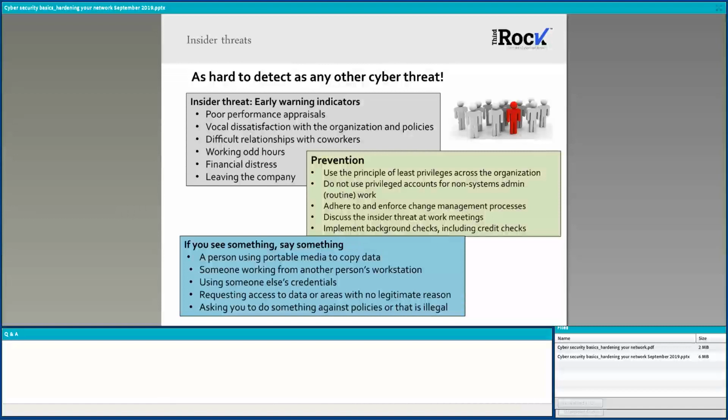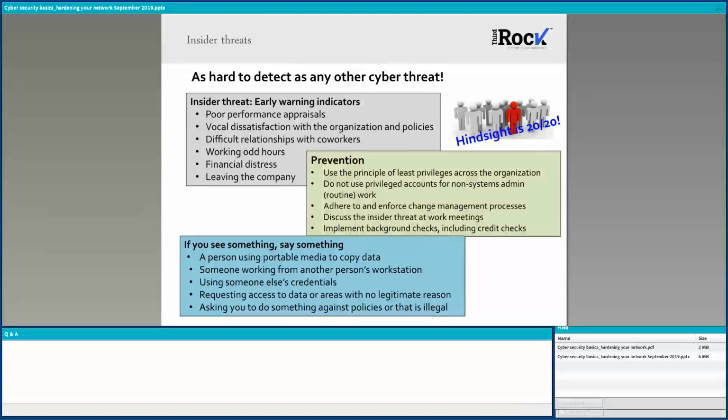People using portable media when they shouldn't be, right? Copying stuff off, accessing another person's workstation, or using someone else's credentials, requesting data they don't have access to normally, or requesting someone else do something that's illegal or not within company policy. So if you see something like that, tell somebody.